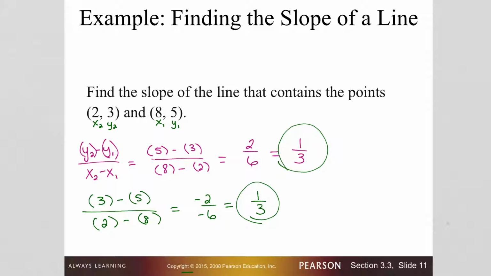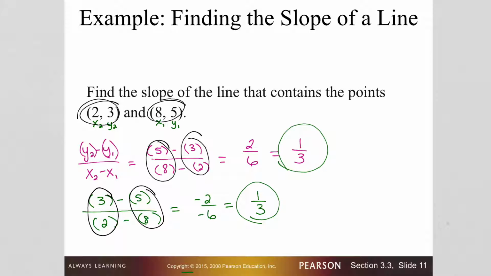Let me show you what I mean by that. The 3 and the 2, because they're together right there, you put your y's over your x's. The 5 and the 8, because they go together, y's over x's. Same thing up here, 5 and 8, 3 and 2. So make sure that you keep your x and your y pair together. If they're in the left position, you keep your x, y together in the right position.